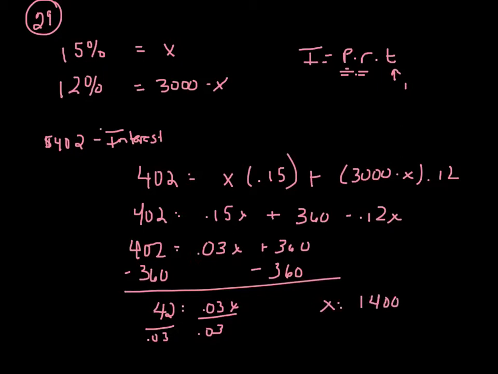And now I can go back and figure out that she has put $1,400 at 15%, and the remaining $1,600, because remember, you have to have a total of $3,000. So the remaining $1,600 would be at 12%.